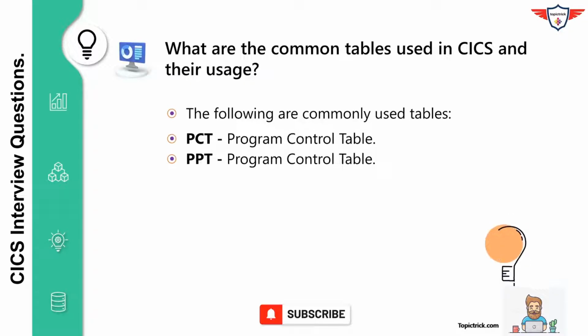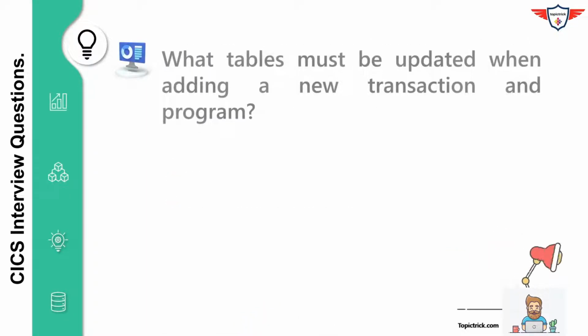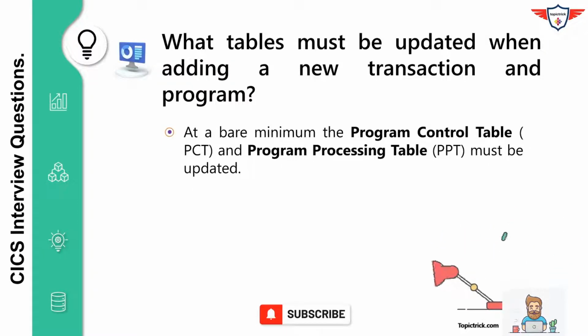Program Processing Table, PPT. It contains a list of valid program names and maps, and whether a current version is in the CICS region, or needs to be brought in as a new copy. File Control Table, FCT. It contains a list of files known to CICS, the dataset name and status, that is, closed or open, enabled or disabled. Terminal Control Table, TCT. A list of the terminals known to CICS. What tables must be updated when you are required to add a new transaction and program? Well, at a bare minimum, the Program Control Table, PCT, and Program Processing Table, PPT, must be updated.